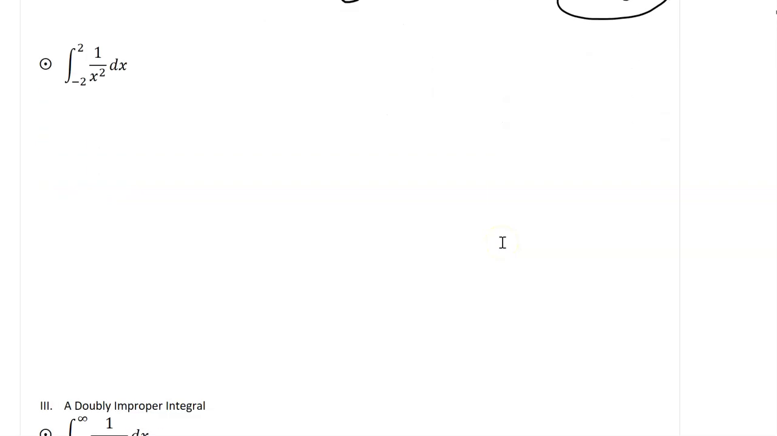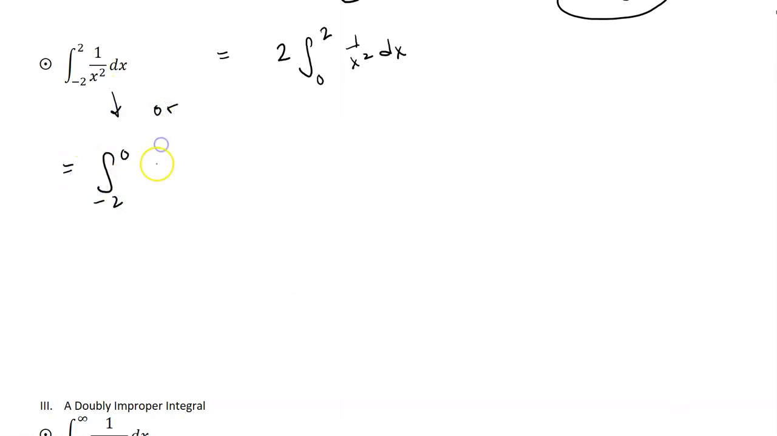This next one, you can see that the problem is in the middle. We're going from negative 2 to 2 of 1 over x squared, and we have a problem at 0. Now, you may remember from your previous classes that this is an even function, and we're going from negative a to a. So you could make it 2 times the integral from 0 to 2 of 1 over x squared dx and go from there. Or if you want to split it up, you could make it the integral from negative 2 to 0 of x to the negative 2 dx, plus the integral from 0 to 2 of x to the negative 2 dx.